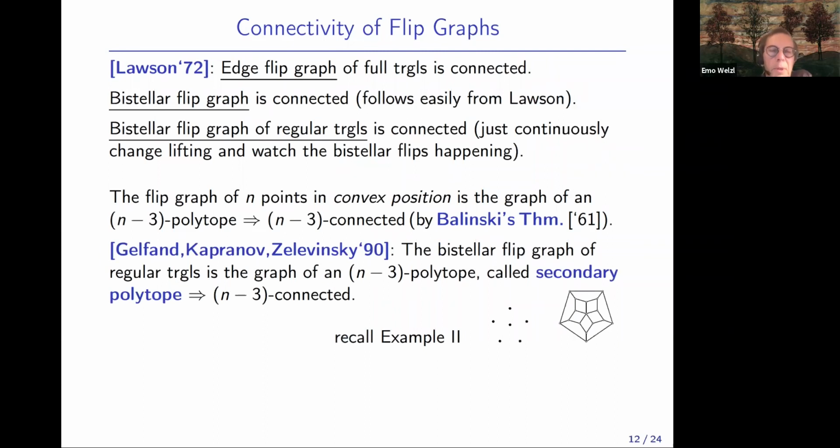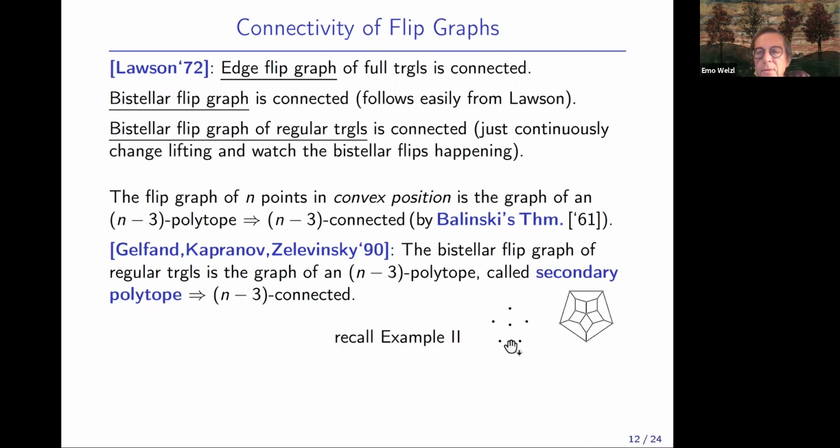And then there is a celebrated theorem by Gelfand, Kapranov, and Zelevinsky from the late 80s of the previous century, which says that actually this is a special case. The associahedron is a special case of a more general theorem, namely that the bistellar flip graph of regular triangulations is the graph of an n-3 dimensional polytope, which is called the secondary polytope. And now in combination with Balinski's theorem, we know immediately that this graph is n-3 connected. And actually that is what happened in example 2.